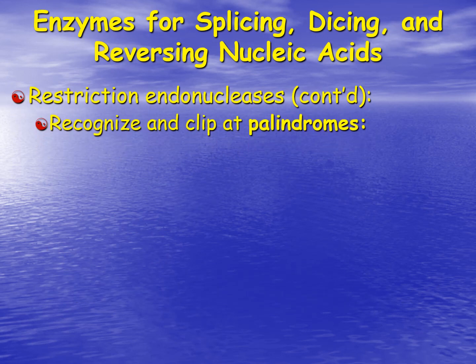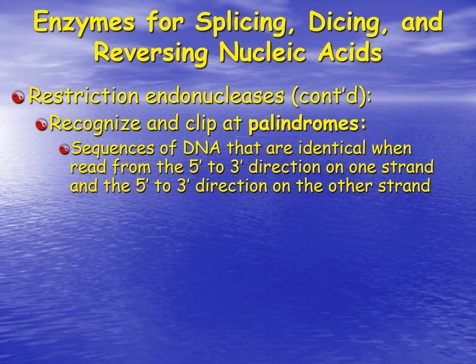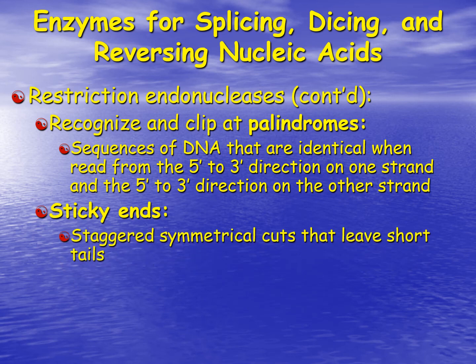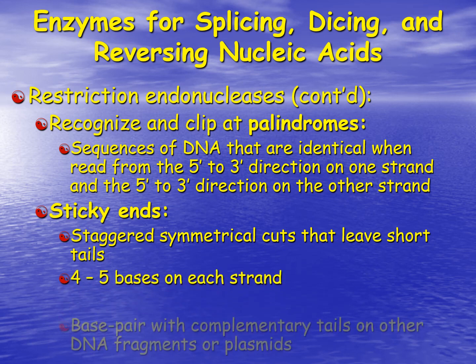They can recognize and clip the DNA at palindromes, those inverted repeats, sequences of DNA that are identical when read from the 5' to 3' direction on one strand and the 5' to 3' direction on the opposing strand. They can cut either forming sticky ends, where there are staggered, symmetrical cuts that leave short tails of unbound nitrogenous bases, usually about 4 to 5 bases on each sticky end.